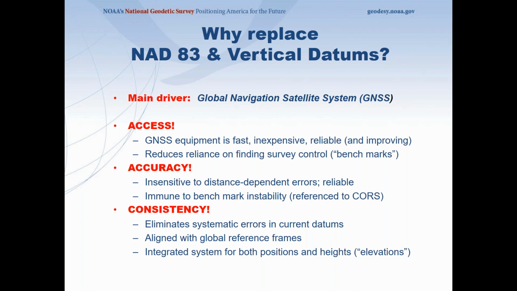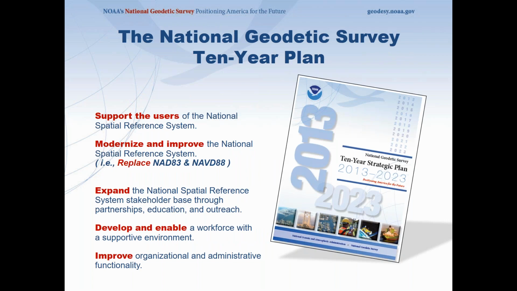Now we're working with a system where we have to do the horizontal and then we have to do the vertical using leveling, and that's a very time-consuming proposition. With this new system, we'll be able to go out and do GPS observations, and be able to get a good position and good orthometric height. So we know we had these problems and shortcomings.